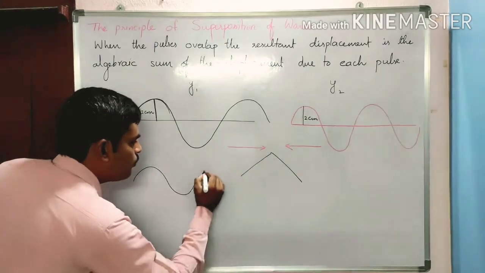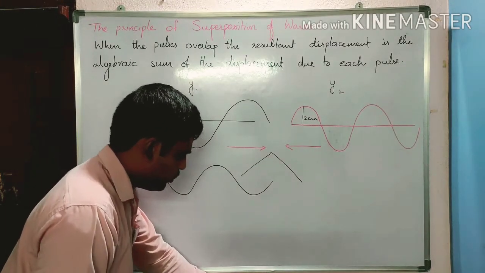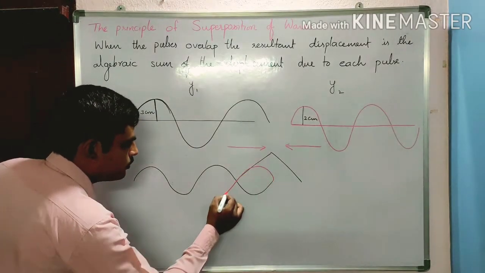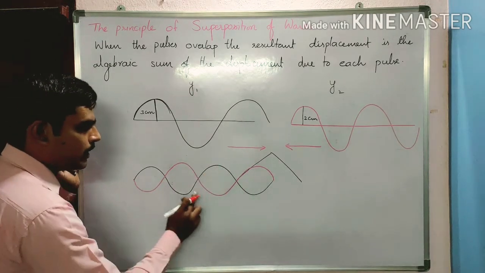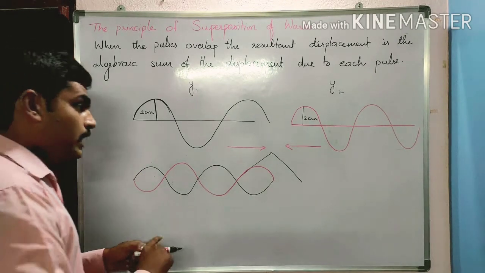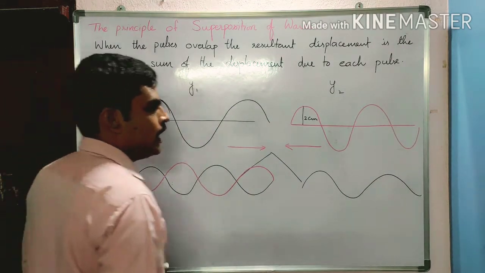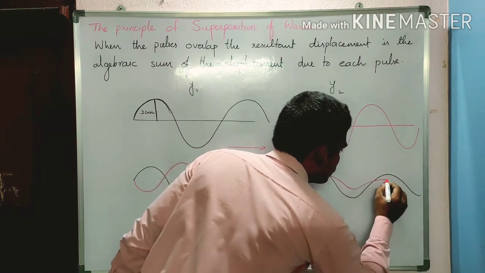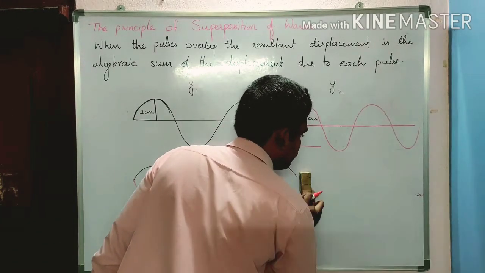This is the first wave overlapping with the second wave. This is the second wave. This is one wave overlapping on the other wave. This is one possibility. Another possibility: this is wave 1, and this is wave 2. I'll write it neatly. I'll draw.